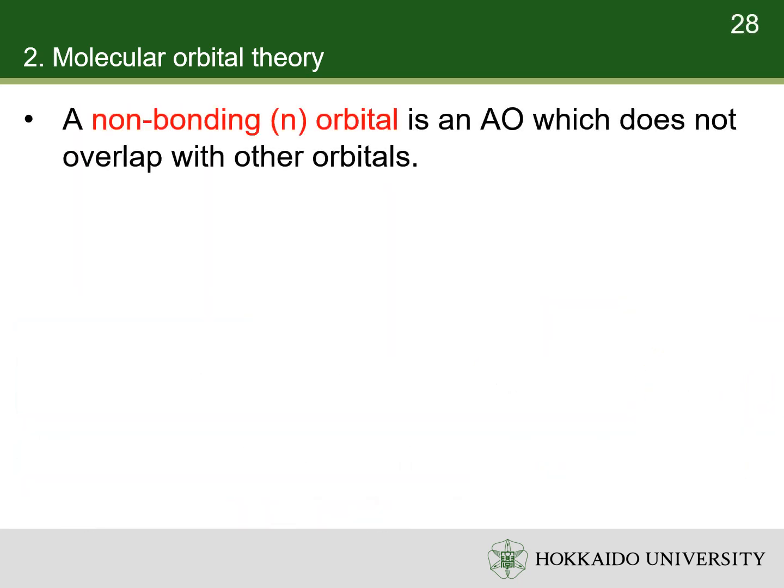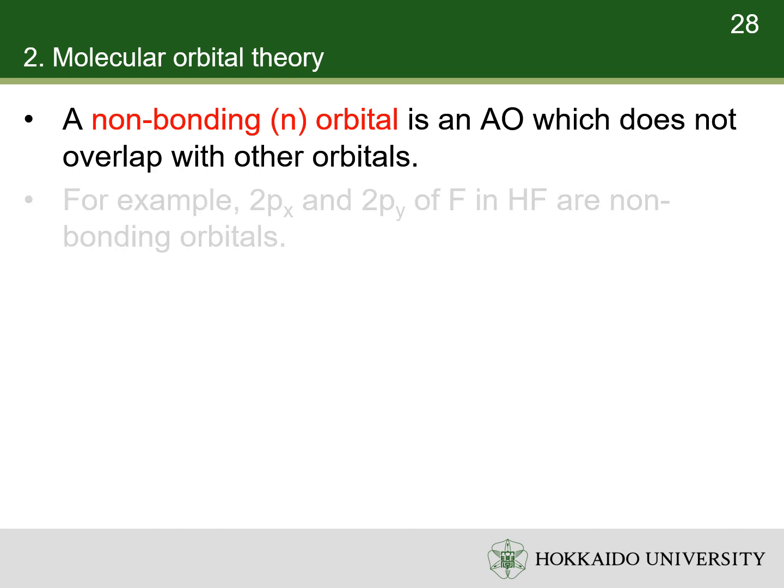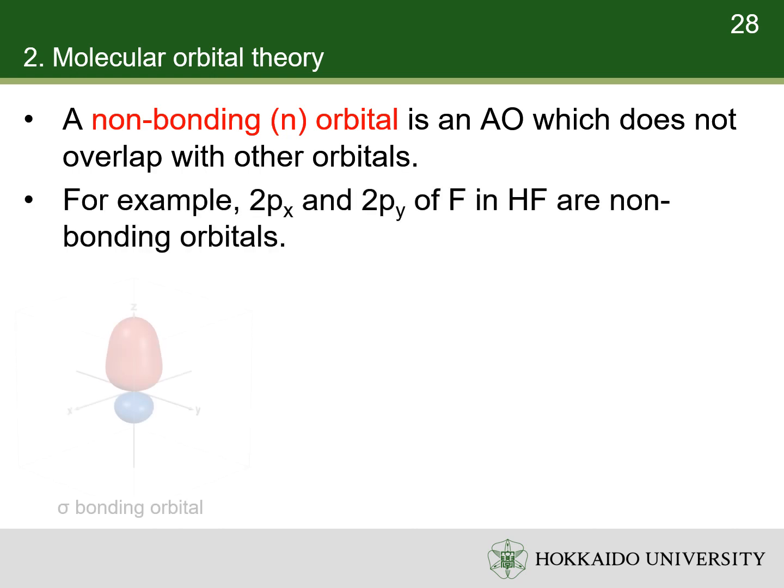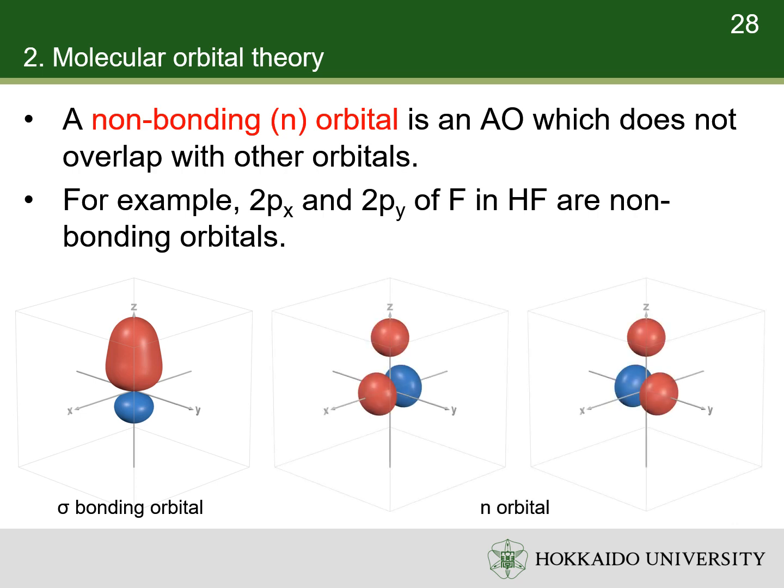A non-bonding orbital is an atomic orbital which does not overlap with other orbitals. For example, in hydrogen fluoride, a sigma bonding orbital and a sigma antibonding orbital are created with the 1s orbital of hydrogen and the 2pz orbital of fluorine. However, 2px and 2py orbitals from the fluorine do not have any other orbitals to combine with due to their wrong symmetries and become nonbonding orbitals.